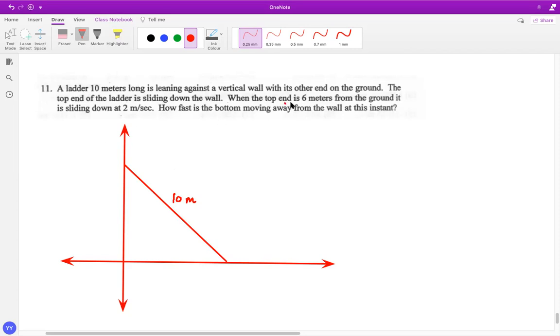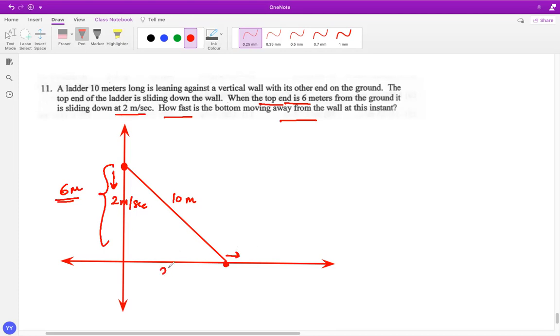So when the top end is 6 meters from the ground, at that instant, it is sliding down at a rate of 2 meters per second. So this end is coming down at 2 meters per second. Find how fast the bottom edge is moving away from the wall at this instant. Now, what we have to do is first relate the two quantities. Which two quantities are changing here?